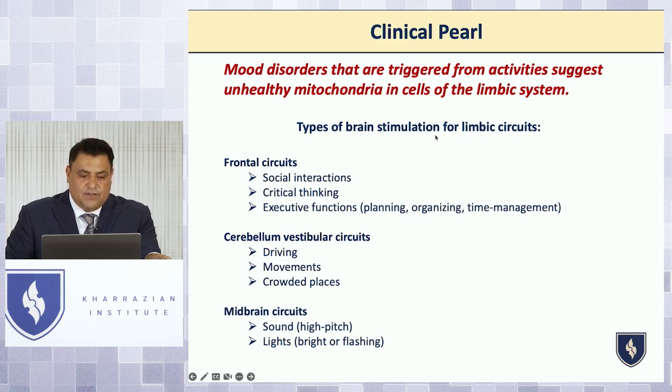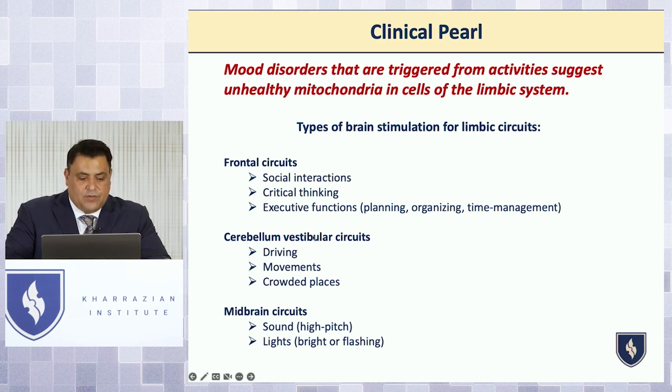Now, types of brain stimulation for limbic circuits that may point to mitochondrial issues are social interactions. They get and talk with someone for 2 minutes, and their brain is totally toast. Now they have depression, now they have anxiety, now they have both. Critical thinking and problem solving are just way too much for them. It just shuts down their brain. They can't think, they can't focus. If they have executive function tasks that immediately shut down, associated with their mood disorder, then you know their limbic circuit mitochondria are off.